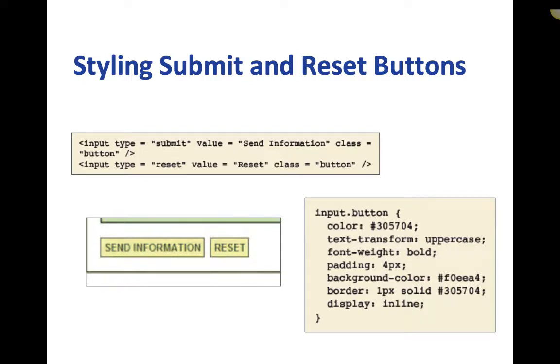So we have two different types of buttons on our form. We have a submit and a reset. Here I have adjusted the text to be send information. I've also put a class on here so that I can adjust the different way that they display. The nice thing is with using an input type of reset, you don't have to put all the code in to actually go through and clear all of the input out of the form element. The reset button will take care of it for you.